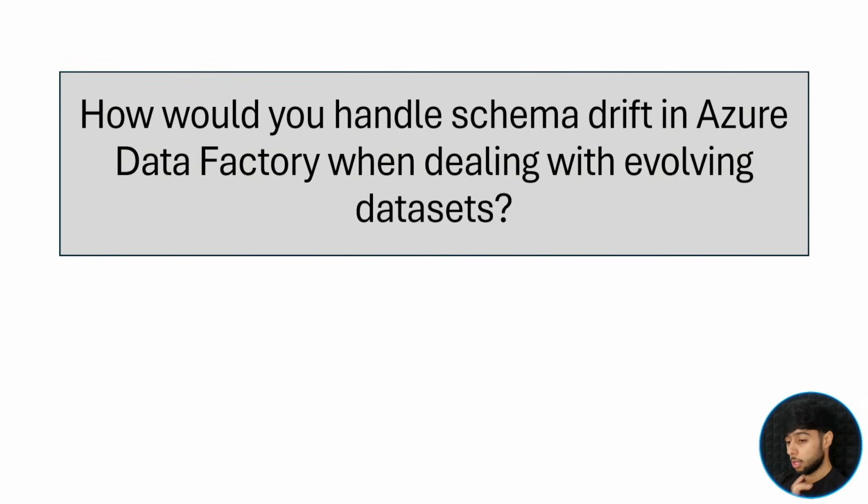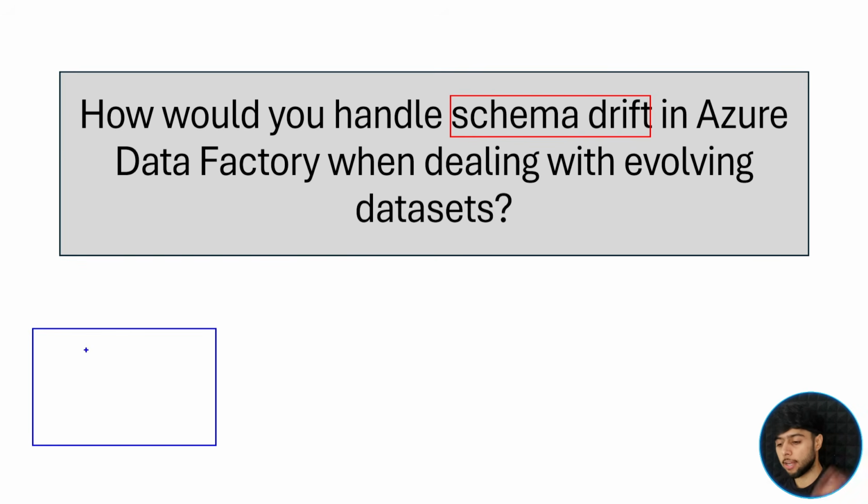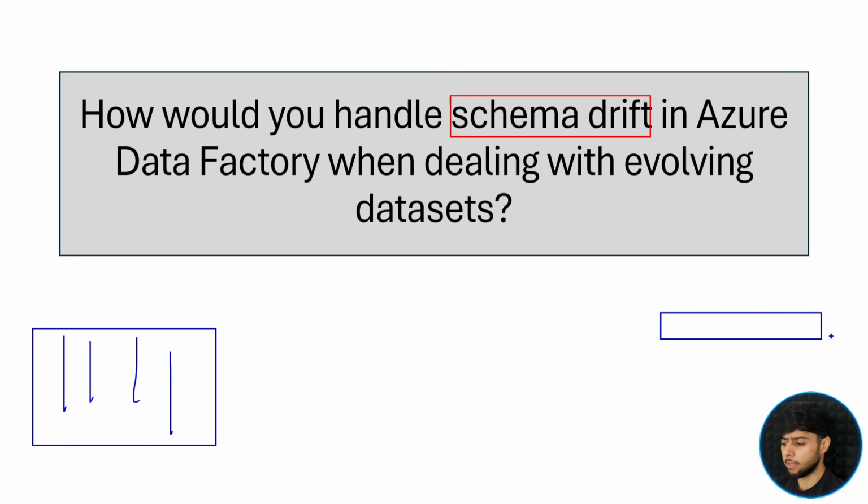So here is your question number 2. How would you handle schema drift in Azure Data Factory when dealing with evolving datasets? What do I mean? Let's say you were reading data and this is your dataset and it had a fixed schema, right? But then after a few days, you detected that it has another column as well, which is not available in your destination. What will you do? And this question is related to ADF.